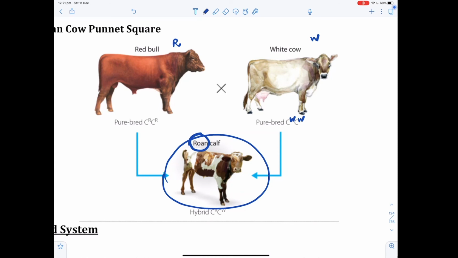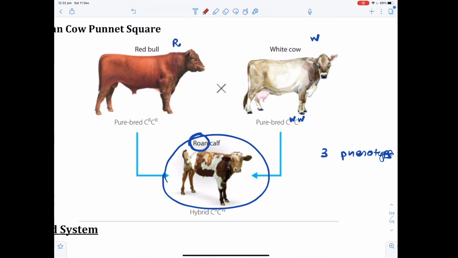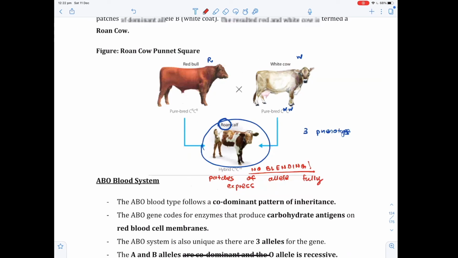Does that make sense? So I want you to write this. There are going to be 3 phenotypes. And I want you to also write this as well. There is no blending at all. Characteristics. No blending. There are patches of allele that fully express. Now, a very high yield example for the real world of codominance is the ABO blood system.